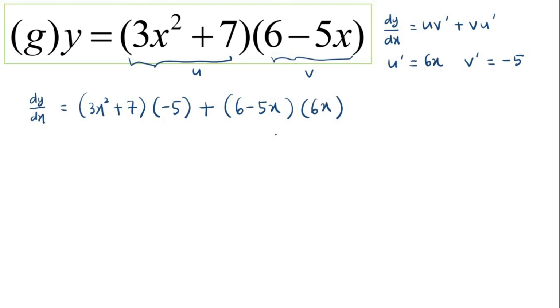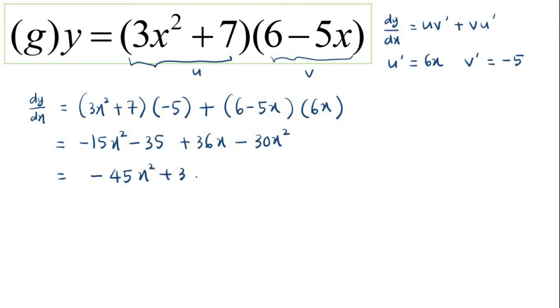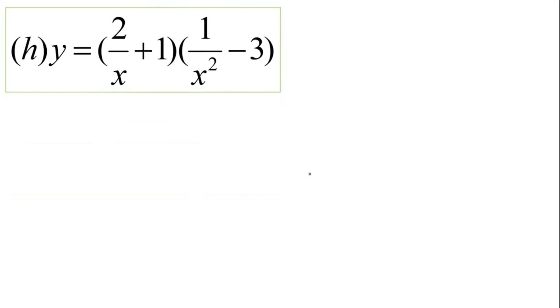Obviously, you cannot leave your final answer like this, so you have to simplify. Open up all the brackets, we're going to get negative 15x squared minus 35 plus 36x minus 30x squared. Simplify once again, we're going to get negative 45x squared plus 36x minus 35, and that would be our final answer.